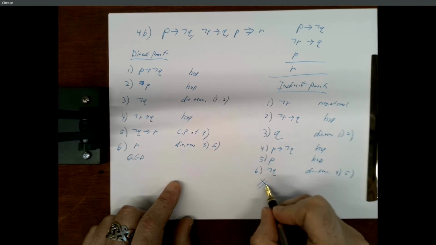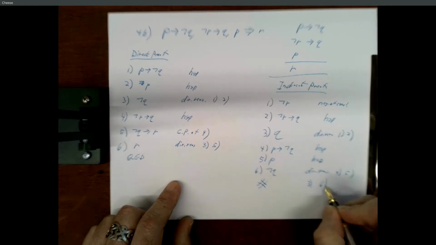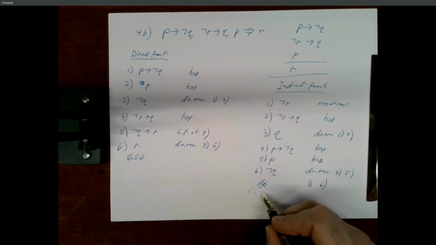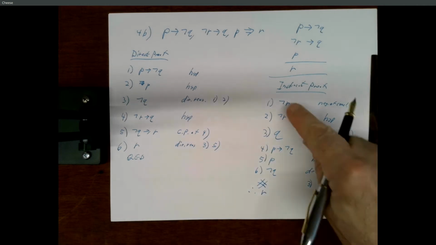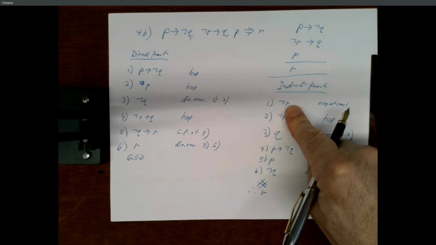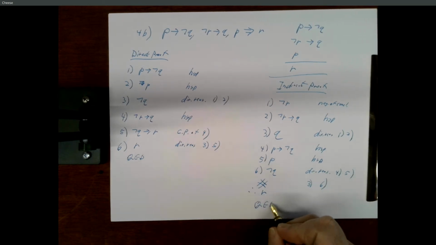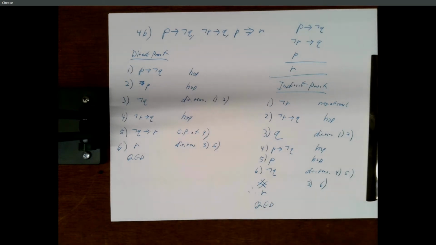And now we have a contradiction between 3 and 6, because we've shown Q and we've also shown not Q. Therefore, R must have been true, because if we negate R, we get a contradiction. So R must be true, and that's what we were asked to solve. So that's where our QED goes.